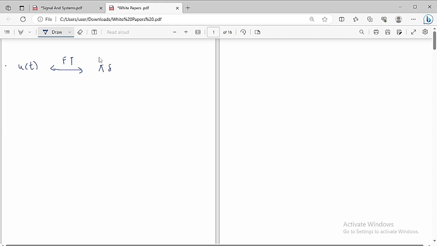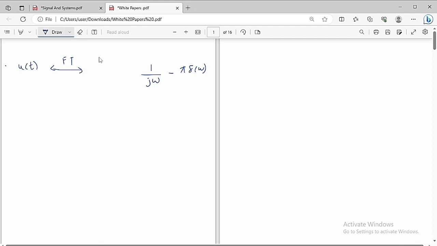For u of t, what is the Fourier transform? Listen carefully. Which is 1 by j omega minus pi into delta of omega. So this is the thing that we are going to get. A small correction here, just wait a second, there will be a correction. So this formula we have to keep in mind.